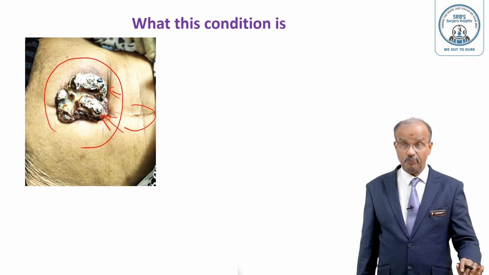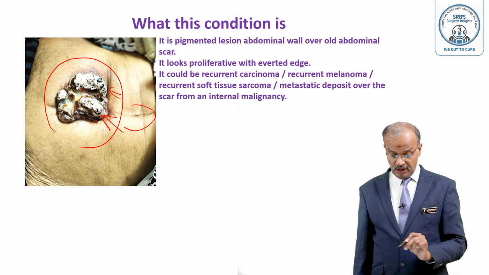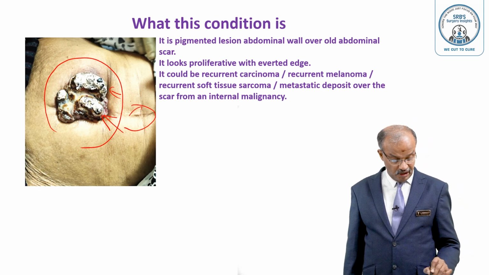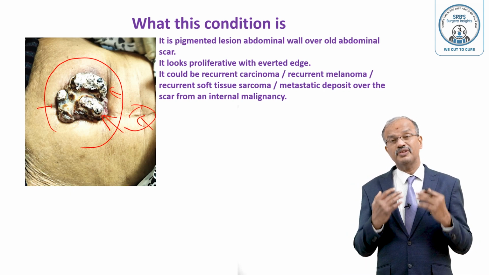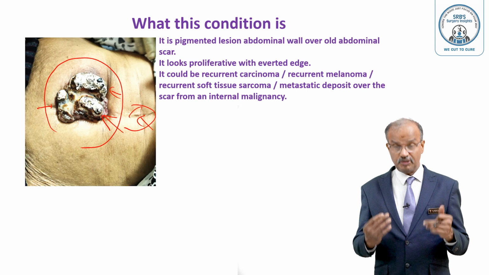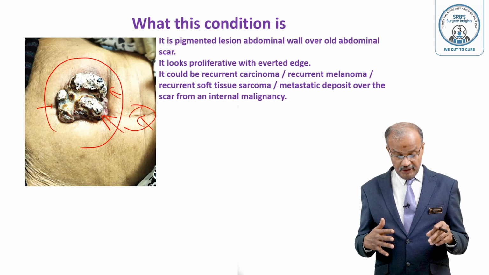So what are all the possibilities in this condition? So it's a pigmented lesion over the old abdominal scar. Definitely scar is there. You can see the scar here. It may be a recurrent melanoma. It may be pigmented recurrent sarcoma. It may be metastatic deposit from the internal malignancy which might have been treated earlier. It's a recurrence. So local recurrence.